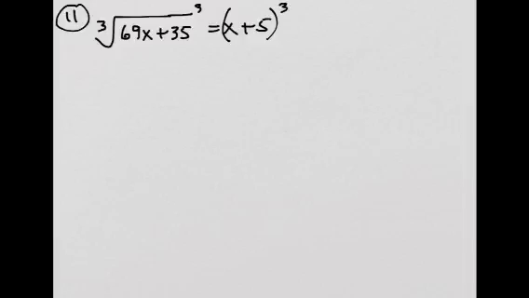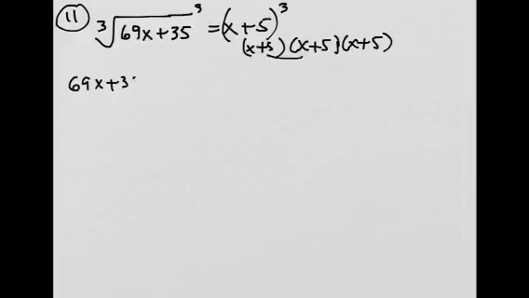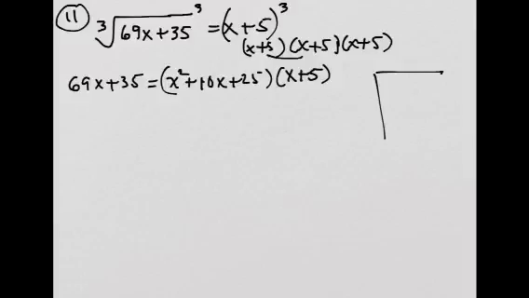And so remember, this means x plus 5 times x plus 5 times x plus 5, 3 times because of the cube up here. Okay, so we're going to multiply 2 at a time. So this is x squared. Well, let me simplify the left side. So on the left we get 69x plus 35. On the right side it's x squared plus 10x plus 25, and we still have to multiply the other x plus 5.